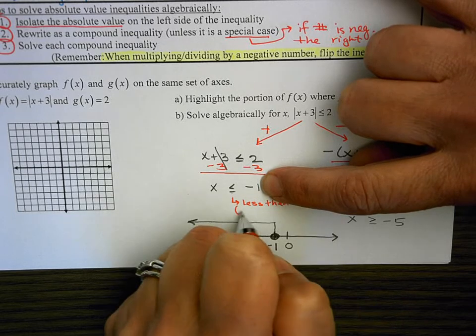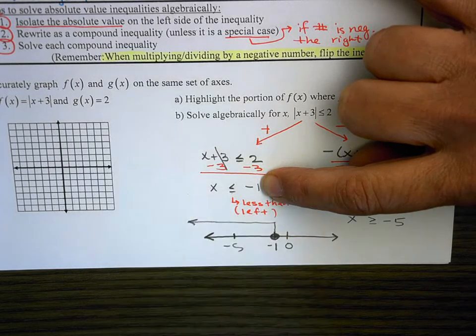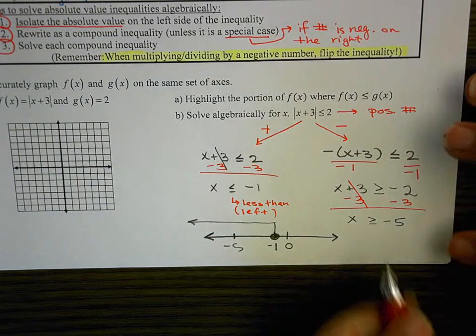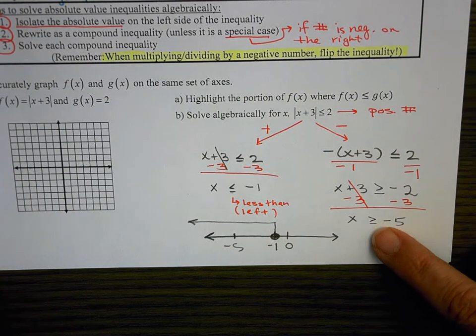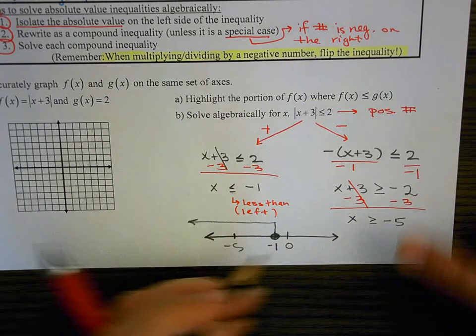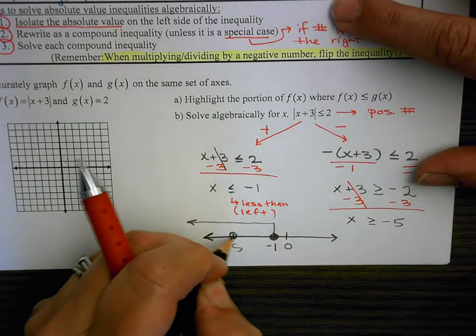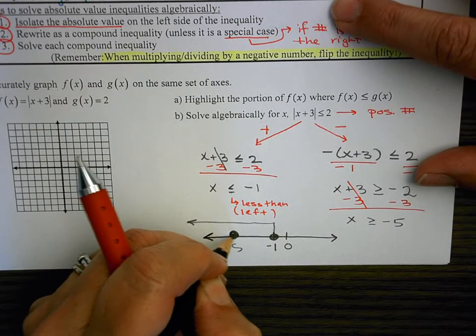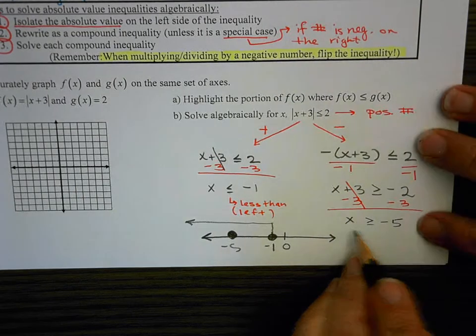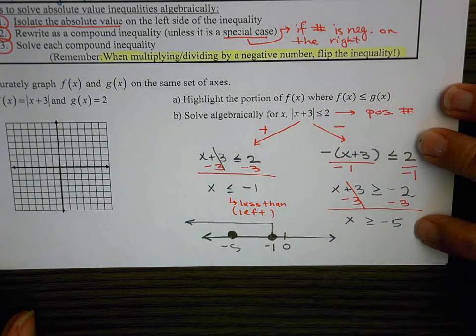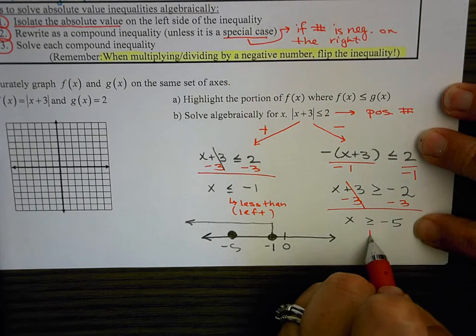So that means I'm going to go left. Okay? And then here, x is greater than or equal to negative 5. Because of that underline, I'm going to use a closed dot on negative 5. And then I need to be greater than or equal to -5. So this symbol right here is greater than, right?